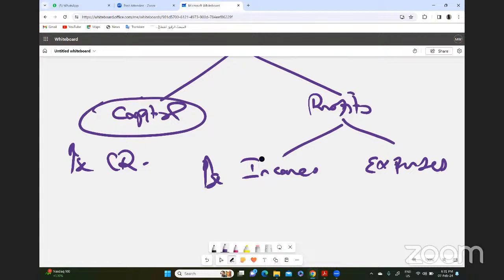Then expenses, that's where now we are having a problem. Expenses will reduce your profit. Isn't it so? Expenses will reduce your profit. And if it reduces your profit, then it means that it is also reducing your equity. Are we together?